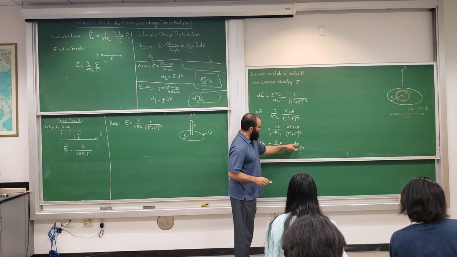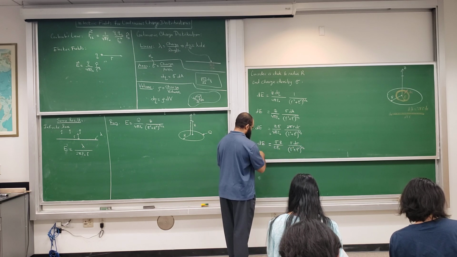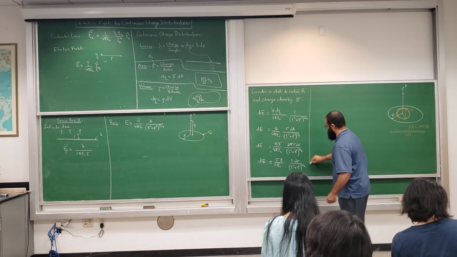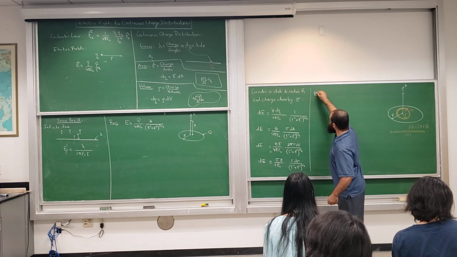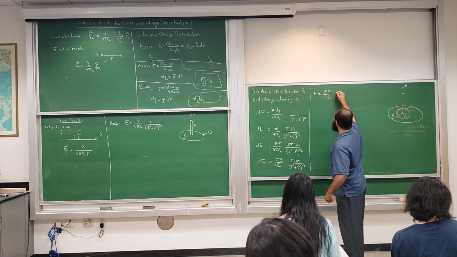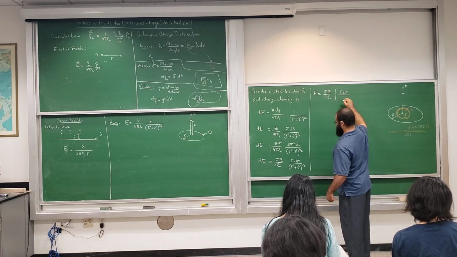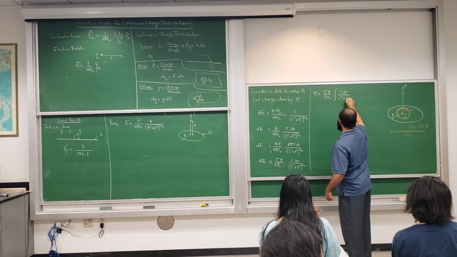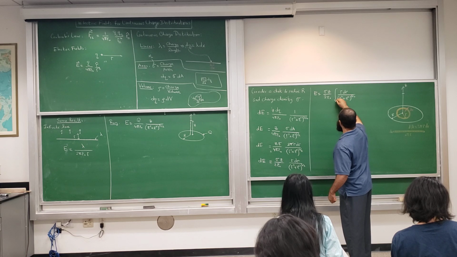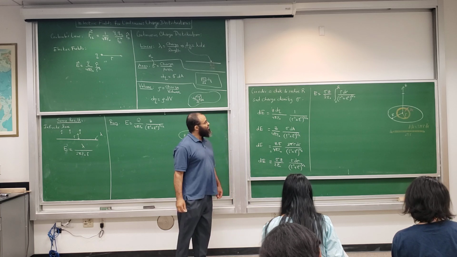Not dz here, it should be dr. The electric field would be the integral of this: E equals sigma z over 2 epsilon naught, the integral of r dr over (r squared plus z squared) to the 3/2. Those are the answers. So integrate that.